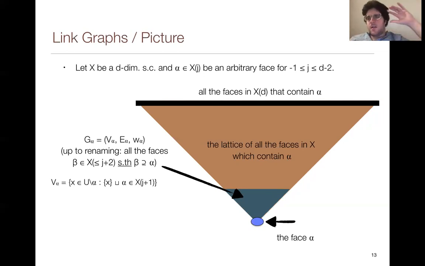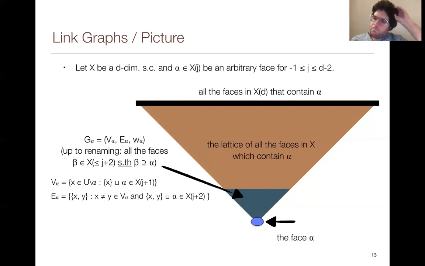So I can think of this blue area like a graph by saying that every j plus 1 element face contained in there corresponds to a vertex, because it's of the form x union alpha. So x is the vertex of the graph that I care about. And every j plus 1 dimensional face in there, which is of the form xy union alpha, corresponds to an edge xy. I can also give a weight to all these edges by looking at the number of times they're contained in a top level face.